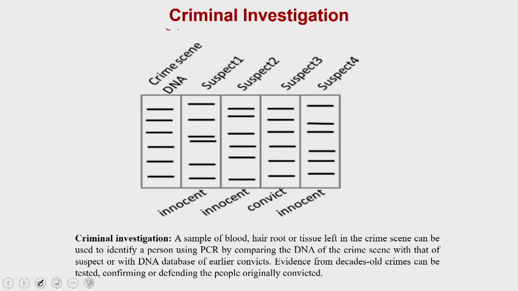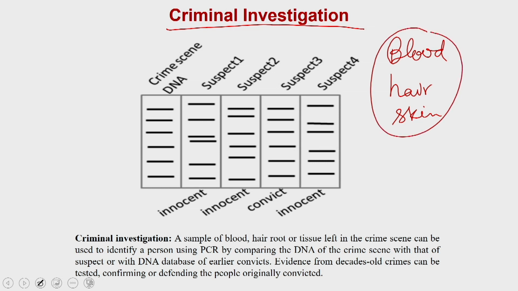Then PCR is a very powerful technique for criminal investigations. In criminal investigations, you have blood, hair or skin samples from the site of the crime, and from any of these sources you will get cells, meaning you will get the DNA. Once you get the DNA, you can do PCR amplification and generate a particular type of pattern. So, from the crime scene you got the DNA which is giving a pattern like this.